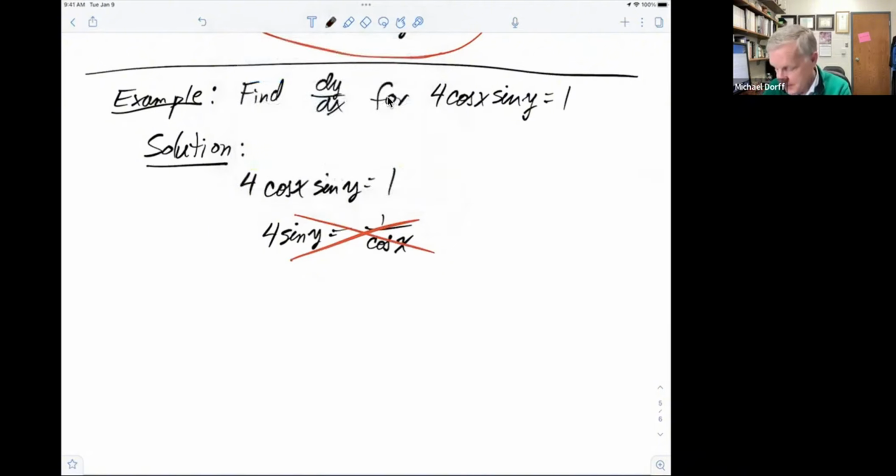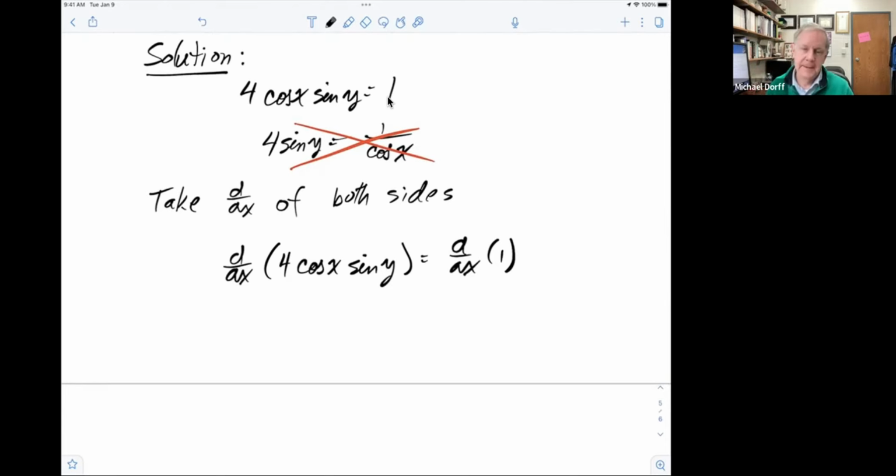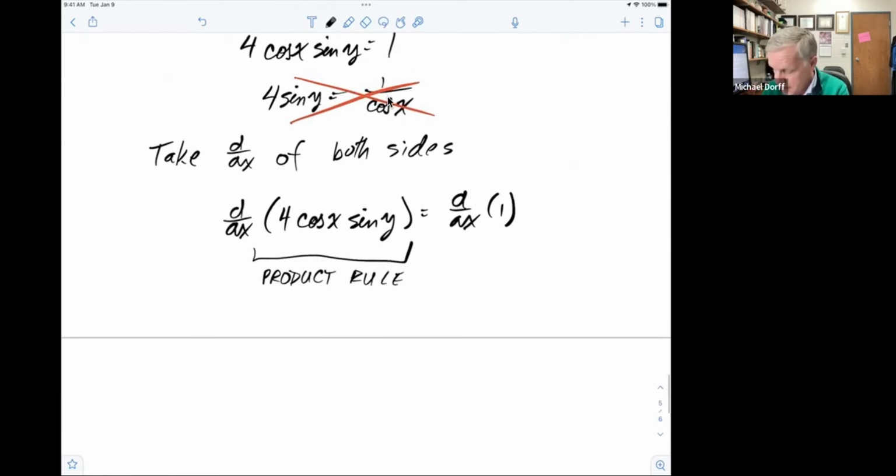So what do we do? Hopefully you're seeing this pattern here. I'm going to take d/dx of both sides. So I'm going to get d/dx of the left side, which is 4 cosine x sine y, and d/dx of the right side, which is d/dx of 1. And now when I do this, what do I get on the left side? Well, 4 is a constant, so I don't have to worry about that. I am going to have to use the product rule because I have a cosine and a sine in there. So I can bring the 4 out.